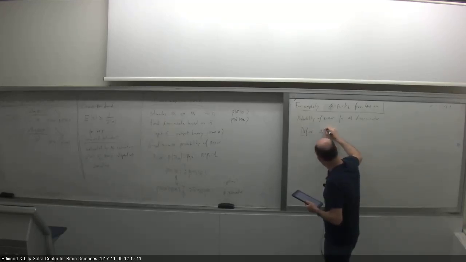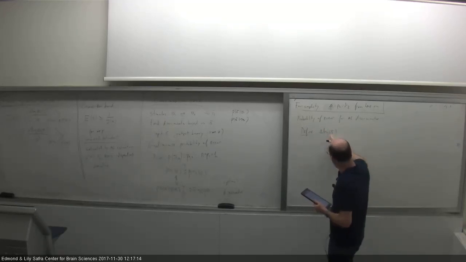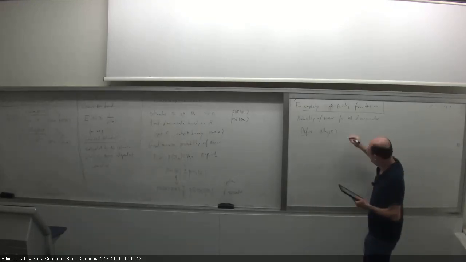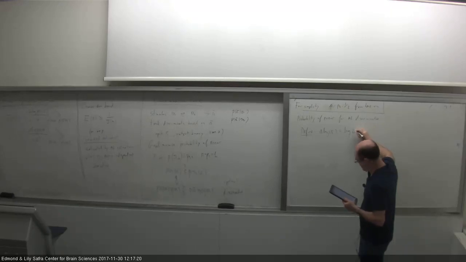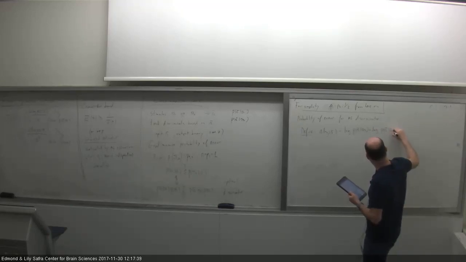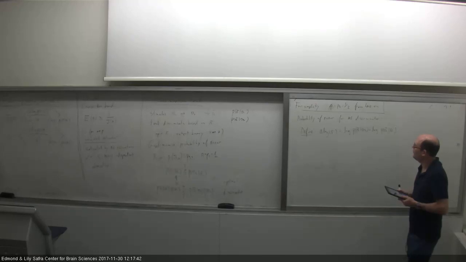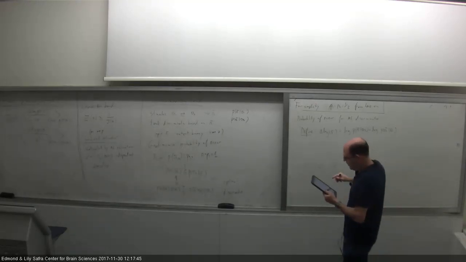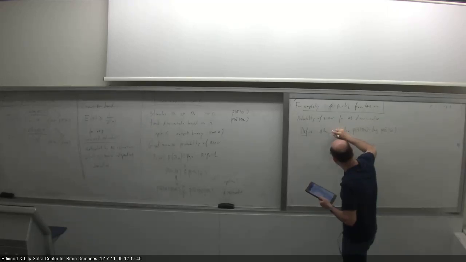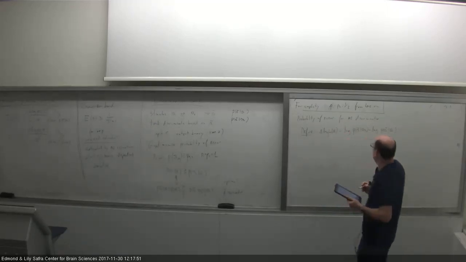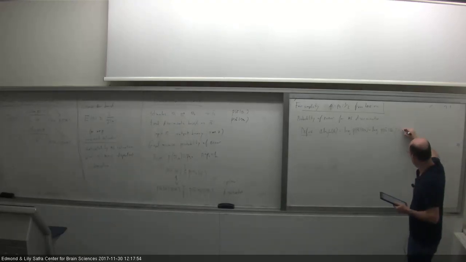I will define a function of the observations, which is the log likelihood: delta log L of R equals log P of R given theta 2 minus log P of R given theta 1. Okay, which is also the log of the ratios.